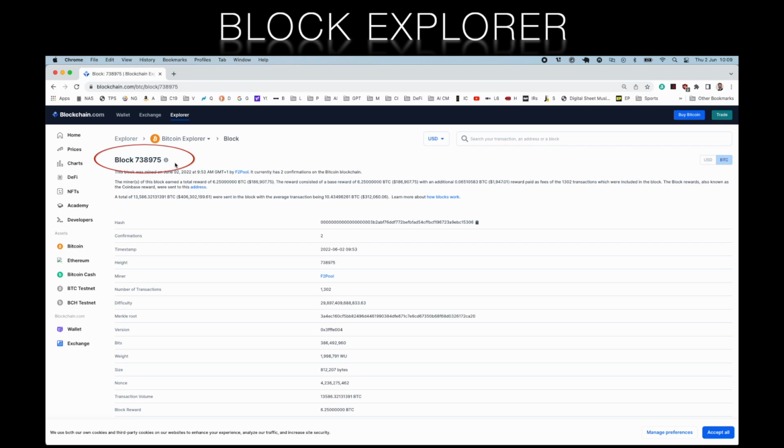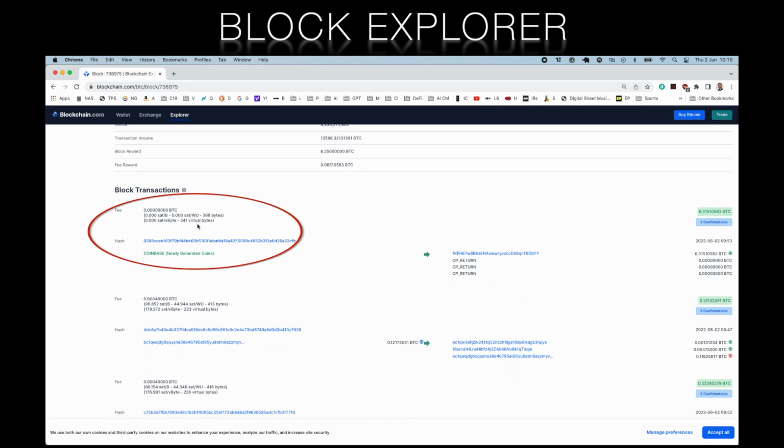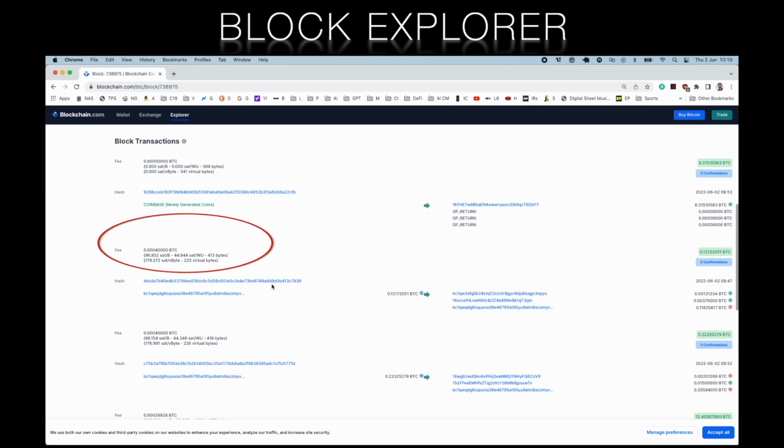738,975 in the chain, mined on June the 2nd, 2022 at 9:53 AM British summertime. You can see the block header hash along with the leading zeros. Also of significance is the hash of the Merkle root, the mining difficulty, and the nonce for this block. If we scroll down, we can see a list of the block transactions. This begins with the Coinbase transaction. The block reward for this transaction is 6.25 Bitcoin.